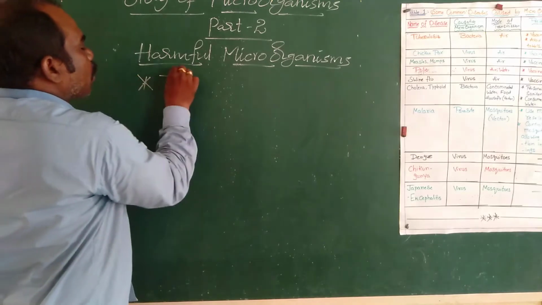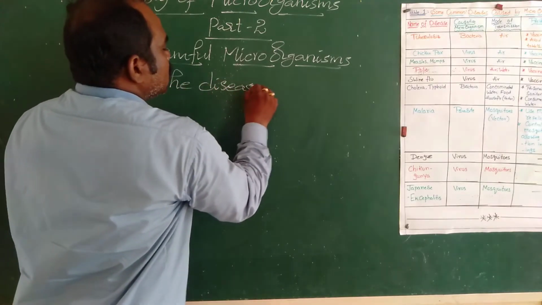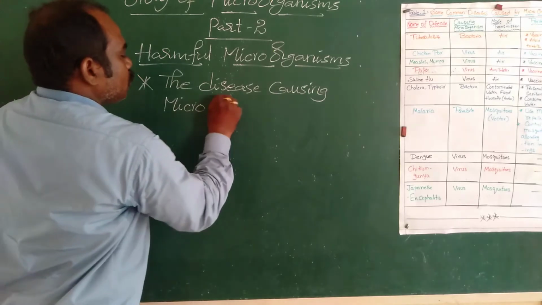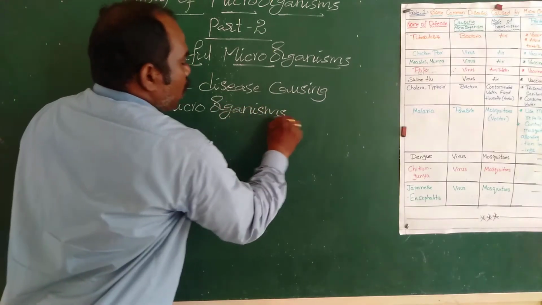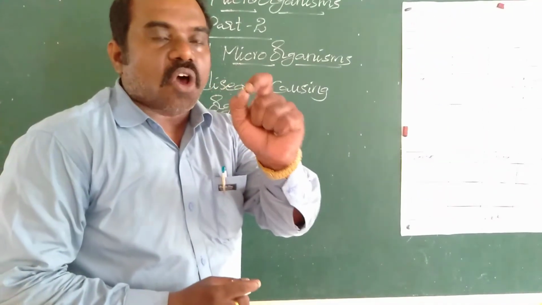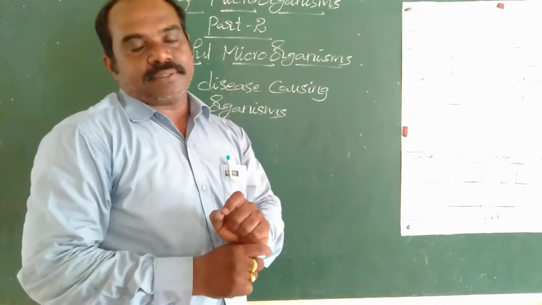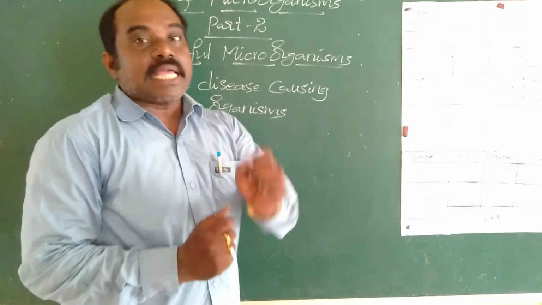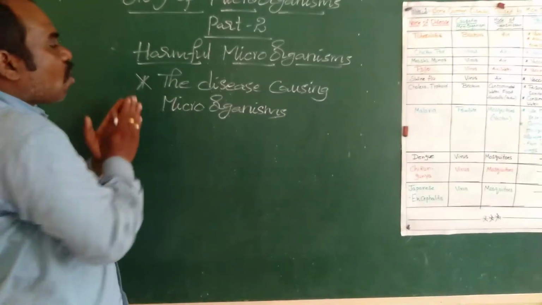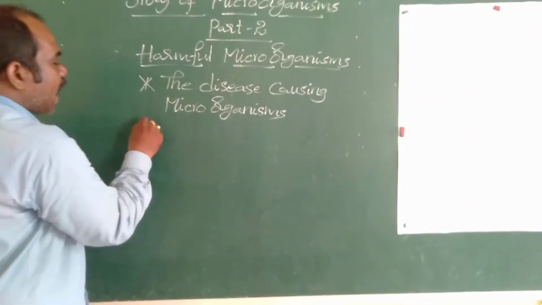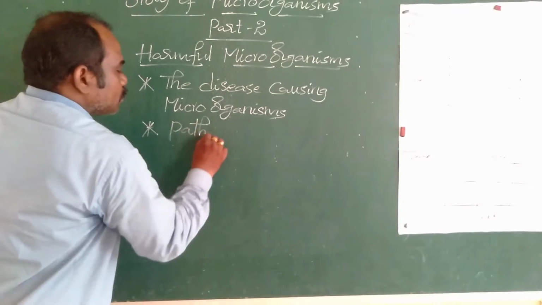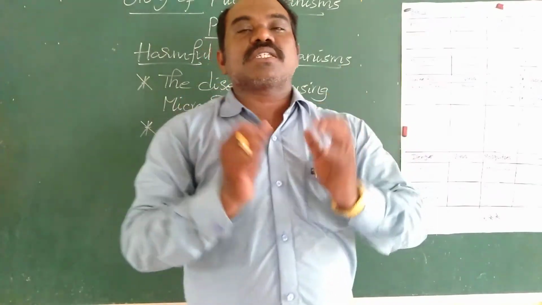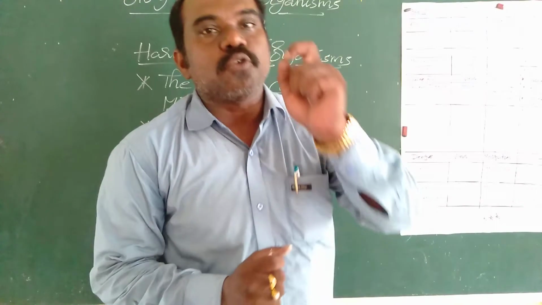Disease causing microorganisms. Some of the microorganisms enter living organisms. They cause diseases, infections. The disease causing microorganisms are known as pathogens. What is meant by pathogens? The disease causing microorganisms are known as pathogens.